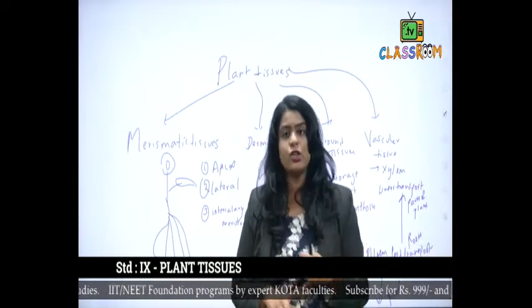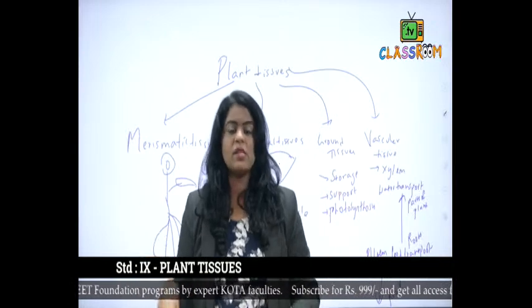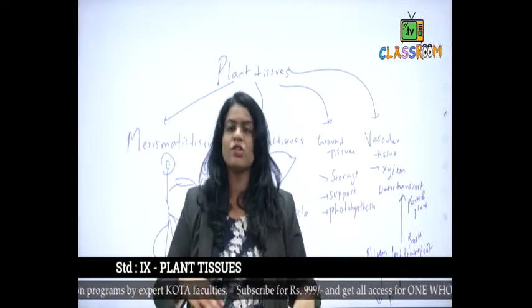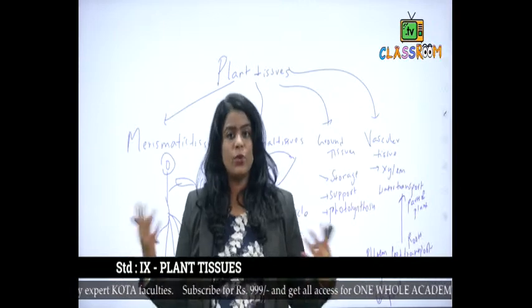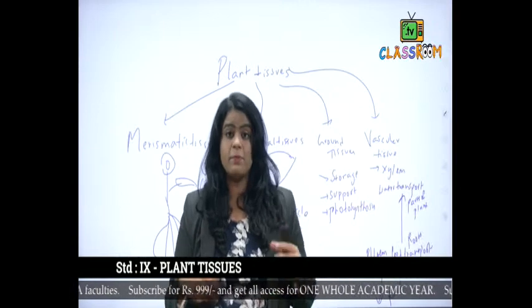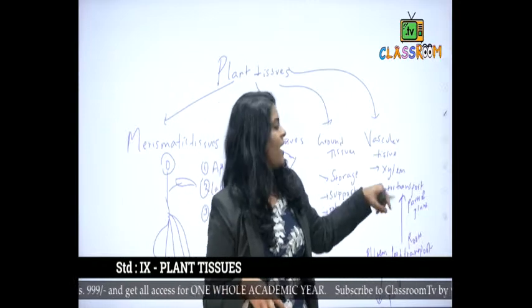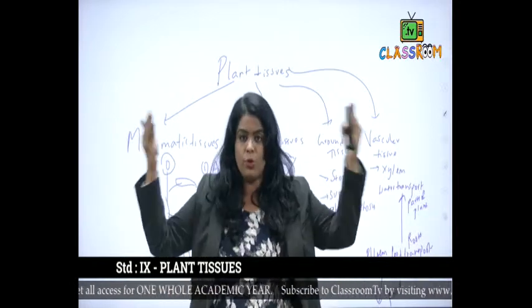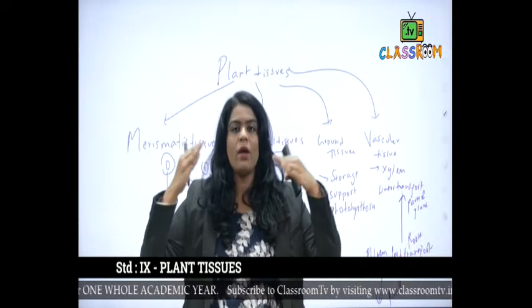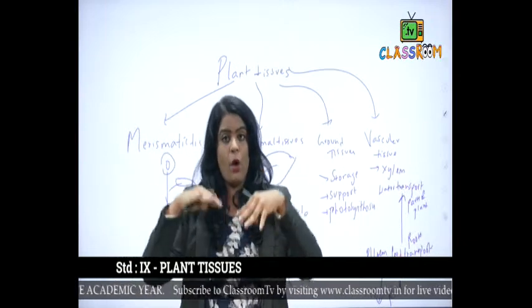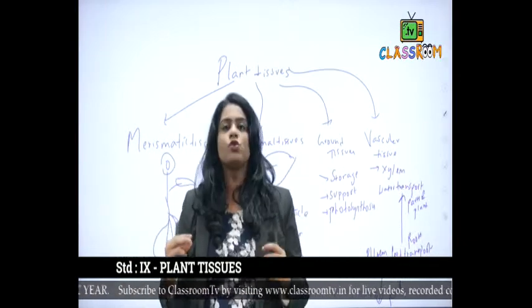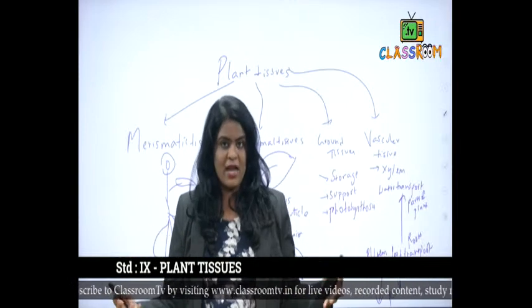And vascular tissues are comprised of two types. Xylem helps in water transportation, not production, and phloem helps in food transportation. So xylem helps in transportation of the water from roots to all parts of the plants, and phloem helps in transportation of food from all parts of the plants to the roots. So these are the different types of plant tissues.